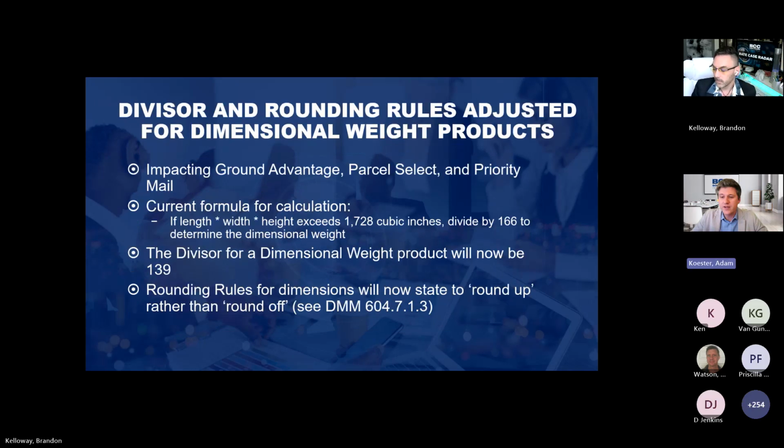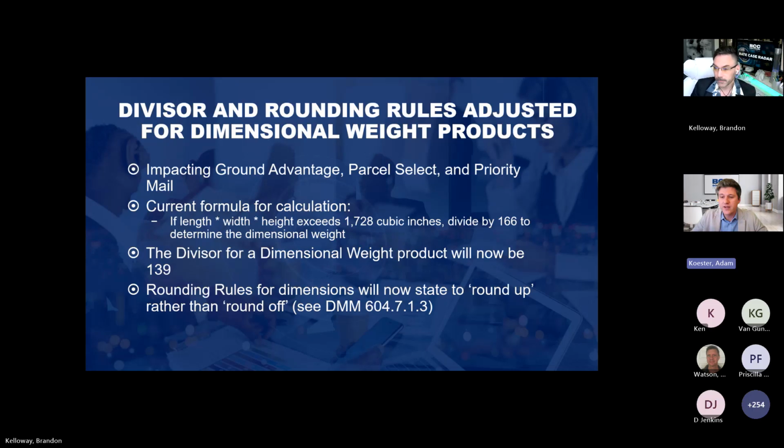Couple changes in the competitive side of things, and that is in the dimensional divisor and rounding rules that we have for a few of the products for Ground Advantage, Parcel Select, and Priority Mail. The formula for calculating a dimensional weight for a piece is you take the length, you take the width, and you take the height, and you multiply all those together, you get the cubic volume of the piece. If it exceeds 1,728 cubic inches, you divide it by 166, and that's what you use as your dimensional weight, right? Like in essence, this is a way for the post office to say your piece is very large, and it's going to cost more than just what the weight of the piece represents for us to ship it.